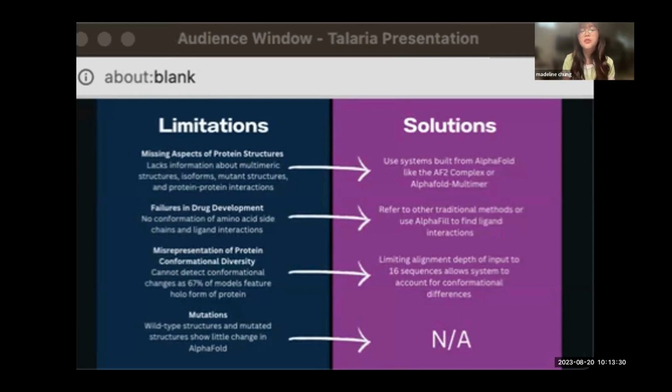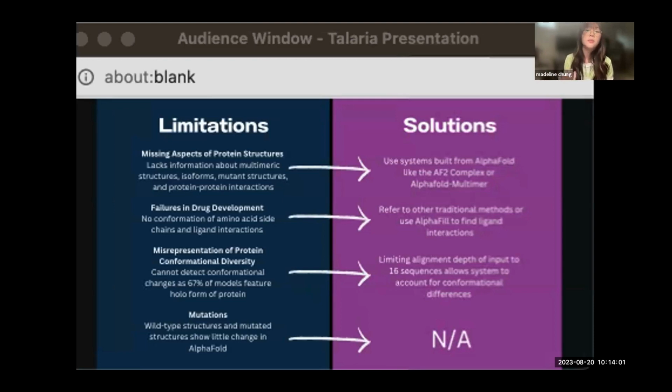Another limitation of AlphaFold is that it doesn't represent protein conformational diversity because it fails to acknowledge those conformational changes. Studies have shown that AlphaFold only shows holo forms for 67% of models, the others being apo forms. And so these two forms of protein structures are important because we want to access both. And because of AlphaFold, we can't really access the biologically relevant states that we need.